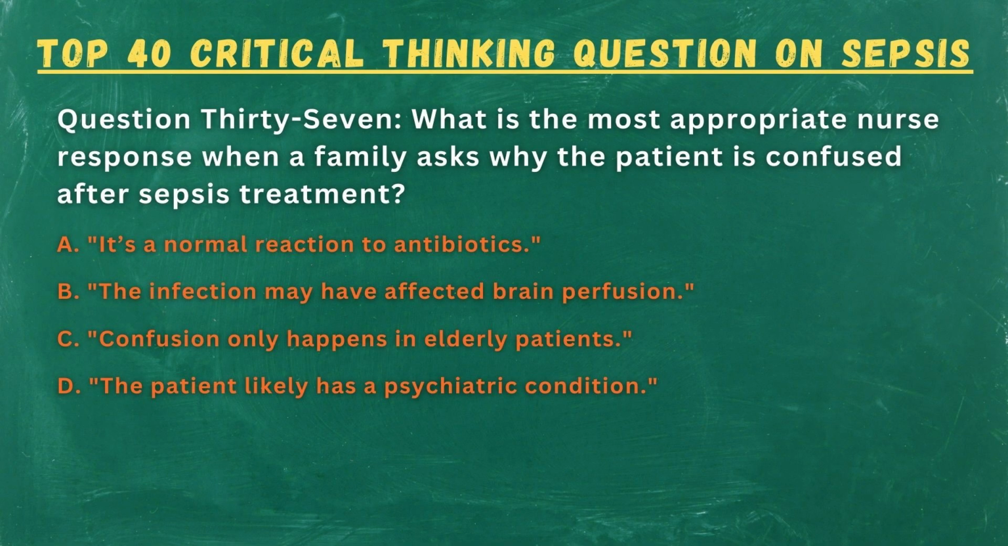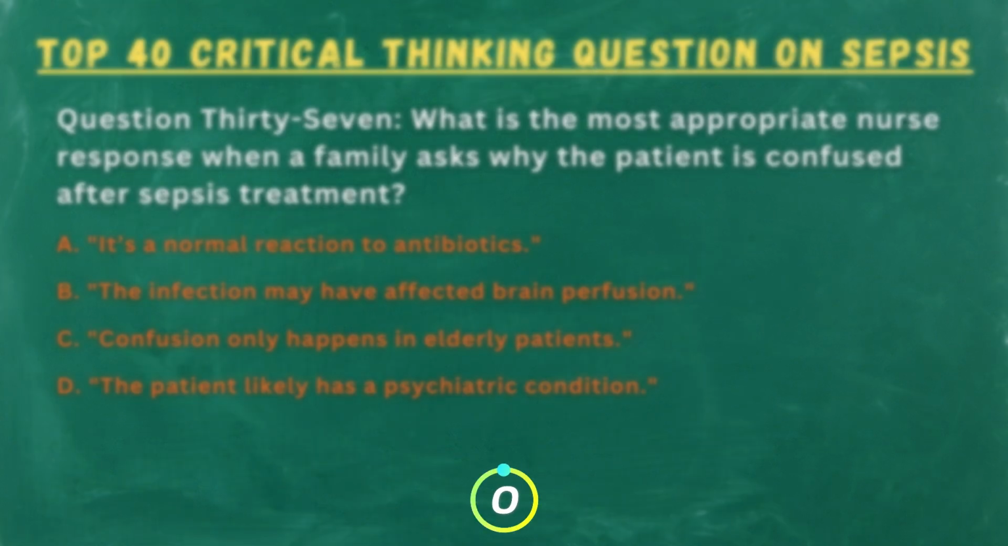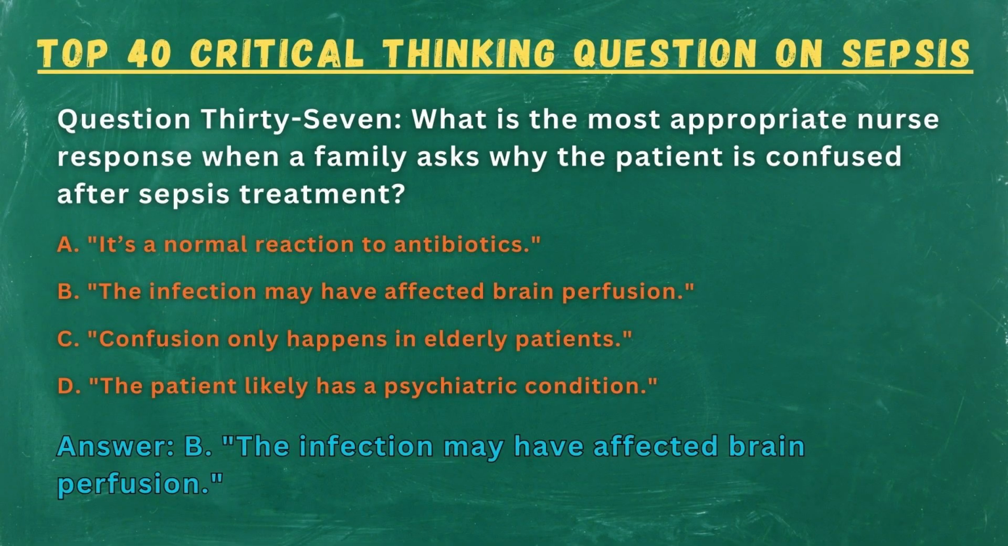Question 37. What is the most appropriate nurse response when a family asks why the patient is confused after sepsis treatment? A. It's a normal reaction to antibiotics. B. The infection may have affected brain perfusion. C. Confusion only happens in elderly patients. D. The patient likely has a psychiatric condition. Answer: B. The infection may have affected brain perfusion.